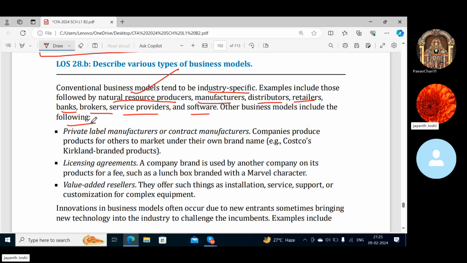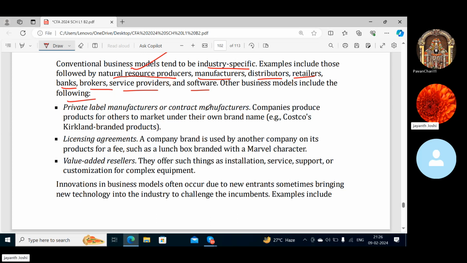Distributors. Who are distributors? The ones who exist in the market and sell your goods. Retailers take from the distributors and sell to the direct customers. B2C. Distributors are B2B. Banks are in the banking business, giving services. Brokers. All these are conventional businesses, and today a lot of different models have come. Online businesses, etc. Then private label manufacturers or contract manufacturers, that kind of business.